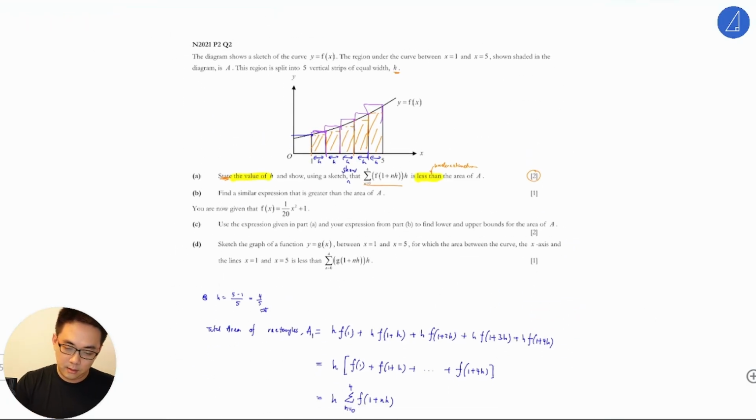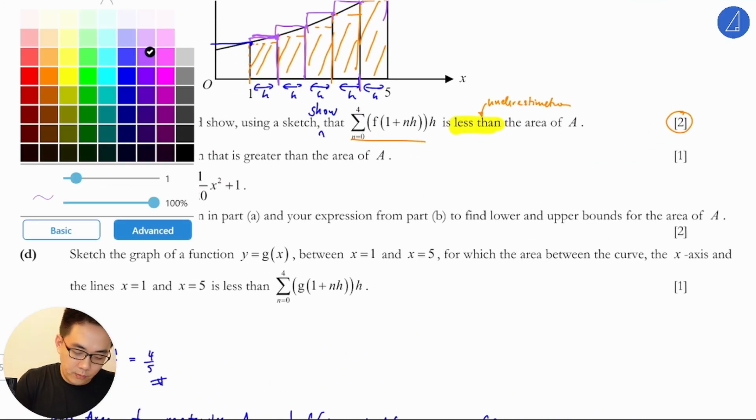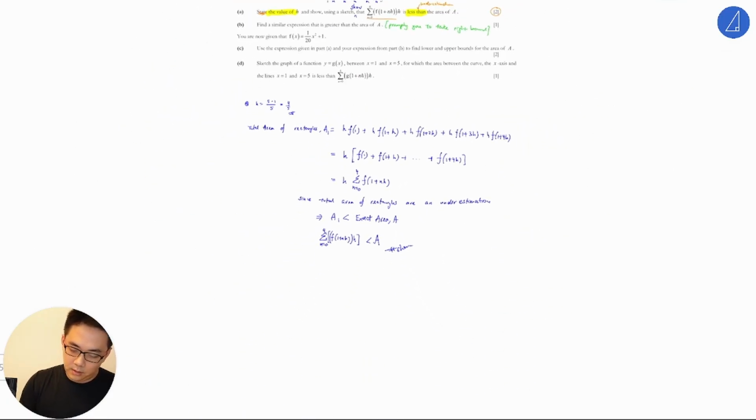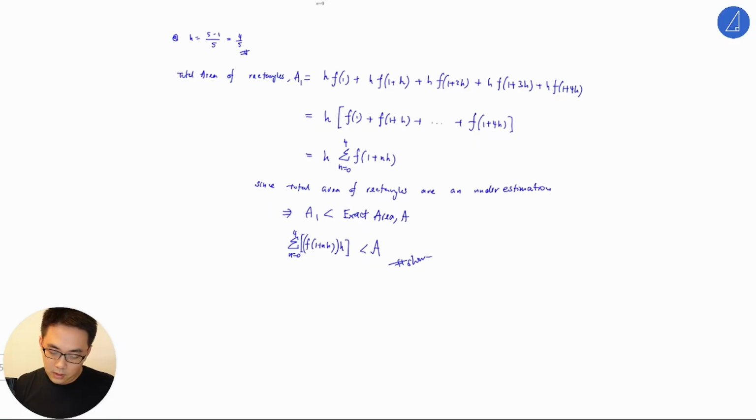So yes, the overestimate. Basically, you can write this down. They are prompting you to take the right bound. Then you just do it. This one will be quite okay, I think. You just do the same thing.